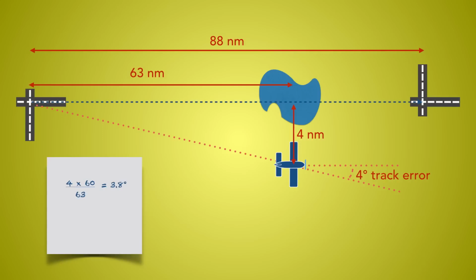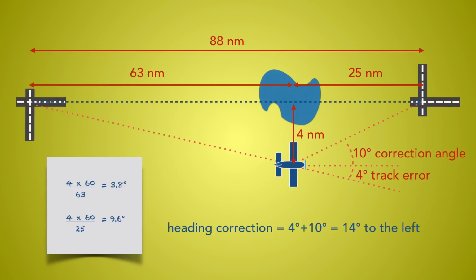You still have 25 miles to go, and you determine your correction angle to be 10 degrees. So, when you combine the track error with the correction angle, this gives you a 14 degree heading correction to the left for a direct track to your destination.